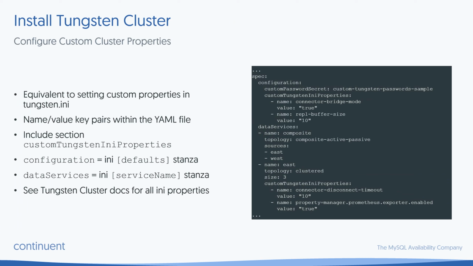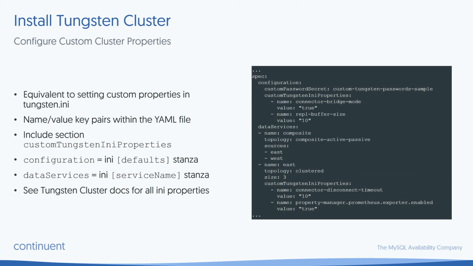Further to that, if you are familiar with Tungsten clustering and you wish to make some changes to the various properties that you would typically find in the Tungsten INI file, you can do that again through this YAML file. So within the YAML file that you have selected or you're building to deploy your cluster, you can set up a section called Custom Tungsten INI Properties. As you'll see in the example here, you can see it twice. There is one set of INI properties underneath configuration, and there is also one set underneath the actual data services and the data service east itself.